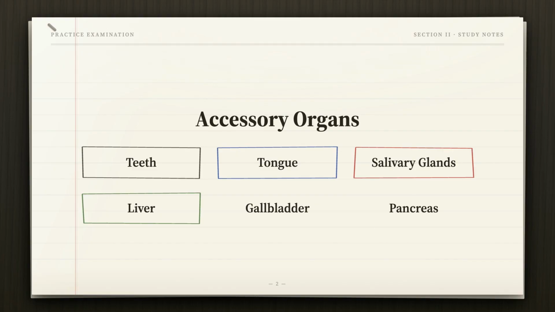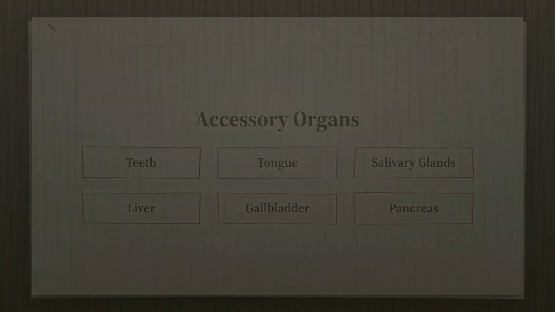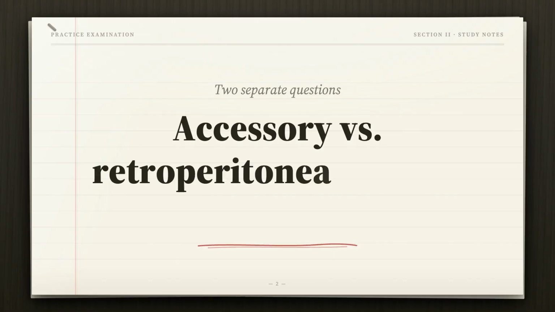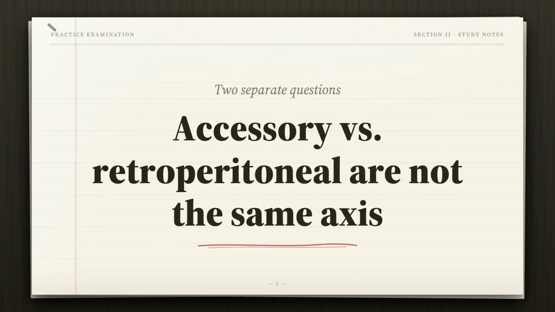Teeth and tongue are the easiest to misfile since food constantly touches them, but food passes over and between them, never through them. Don't confuse accessory with retroperitoneal. One describes the relationship to the food stream, the other to the peritoneal membrane. The pancreas is both. The liver is accessory but intraperitoneal, and the ascending colon is retroperitoneal yet still unmistakably part of the canal.